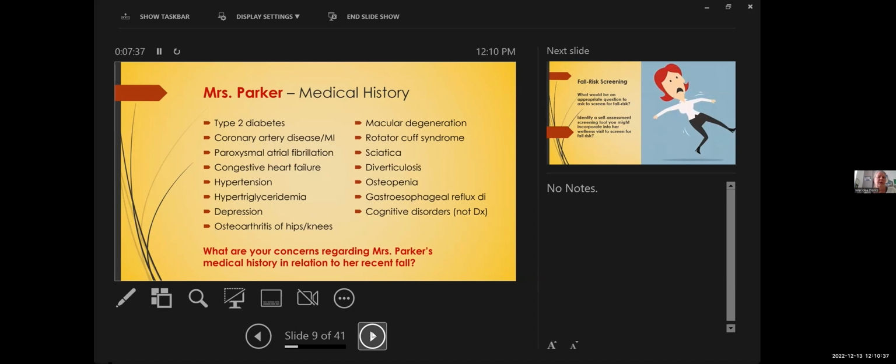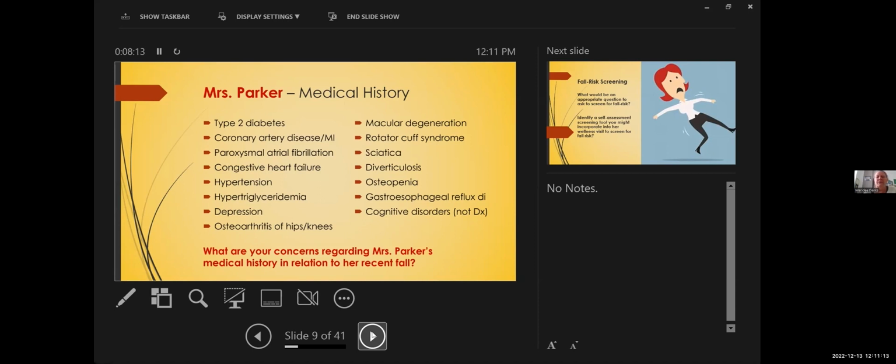She has some triglyceride problems, depression, osteoarthritis in the hips and knees. She says she had been doing some exercises, but the arthritis in her hips and knees keeps her from wanting to participate in group exercise. She has some visual changes, an old rotator cuff injury, some sciatica that comes and goes, some fall problems, been diagnosed with osteopenia. She has some GERD if she lays down too flat, and some cognitive disorders that really haven't been diagnosed.